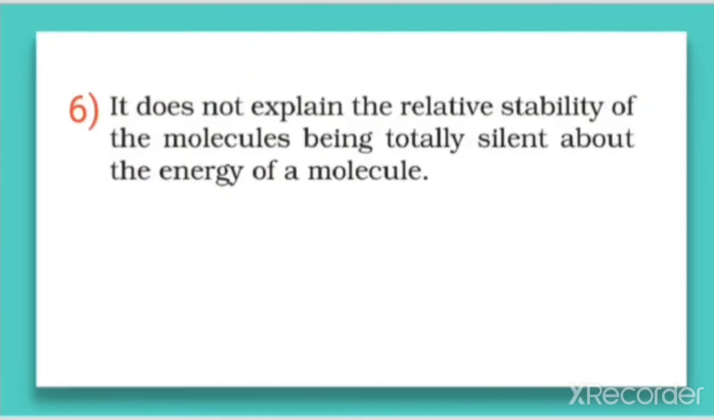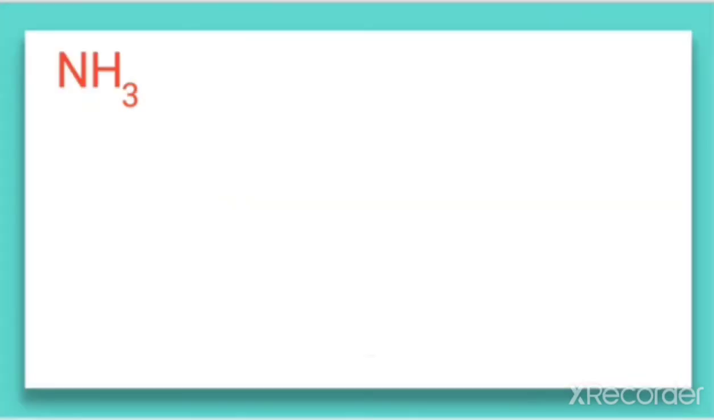Even it does not explain the relative stability of the molecule, being totally silent about the energy of a molecule. This concept, the octet rule, does not explain the stability of a molecule. So because of such limitations, the method which we have followed to find the Lewis structure may not be applicable for all the compounds.